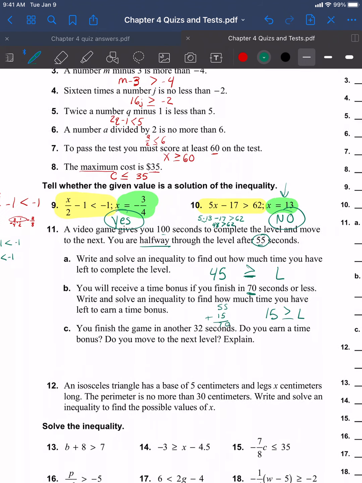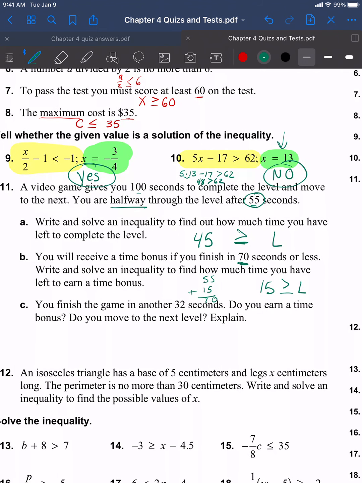Yeah. You finish the game, but it takes you 32 seconds. Oh my god. Did you earn your time bonus? No. But did you move on to the next level? Yes. No time bonus, 11 seconds.